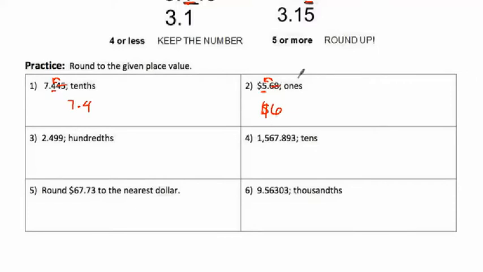Now, you can also think of it, 68 cents is above 50 cents, and 50 cents is halfway to $1, so I'm more than halfway, so I have to round up to 6.